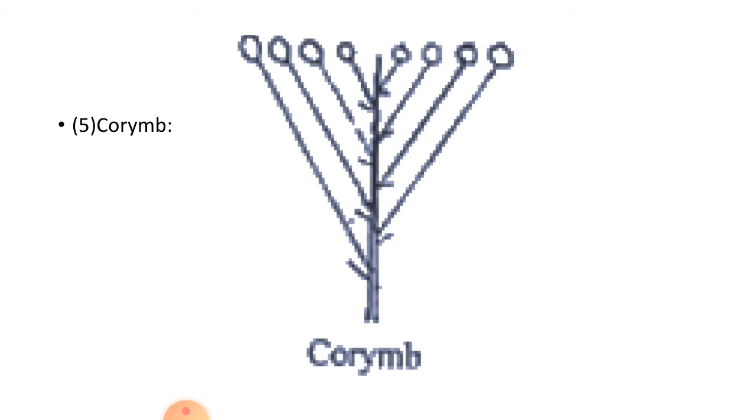In this way, all the flowers come to lie at the same level at the top. Such an arrangement is called corymb inflorescence. It is also arranged in acropetal fashion, that is, younger flowers at the top and older at the base. The pedicels of the lower flowers are longer as compared to the upper ones. Such an arrangement is known as corymb. It is found in candytuft, etc.